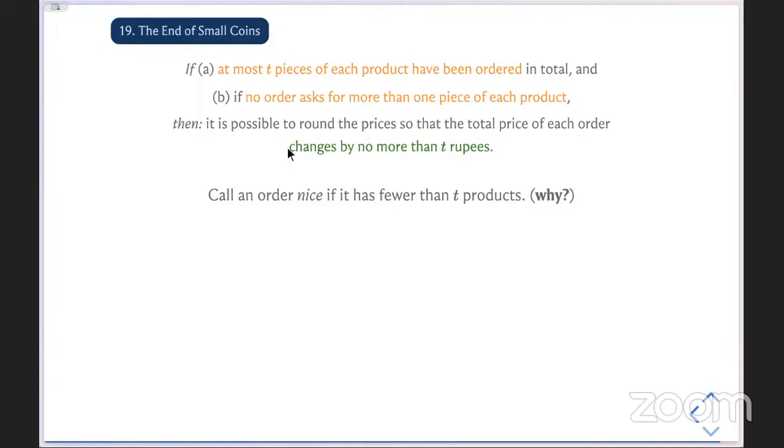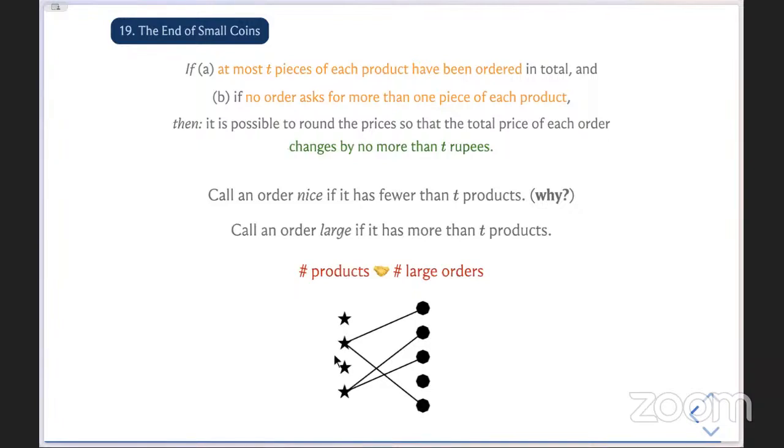Okay. On the other hand, the orders that need to be accounted for are the large ones, the ones with more than T products. Let's think about the relationship between the number of products and the number of large orders. For this, it's useful to draw small graphs. On the left we have products, and on the right we have orders. I draw a line between a product and an order if that product belongs to that order. So these are elements of 1 to n on the left, and these are sets on the right.